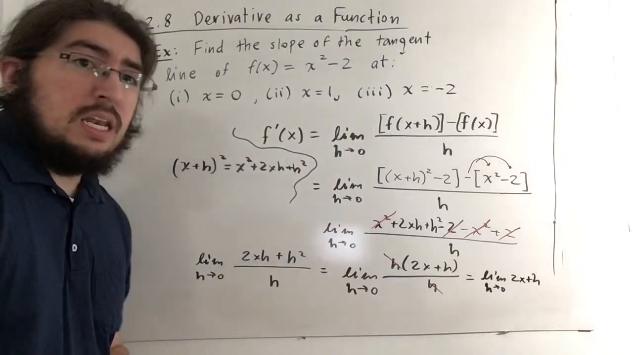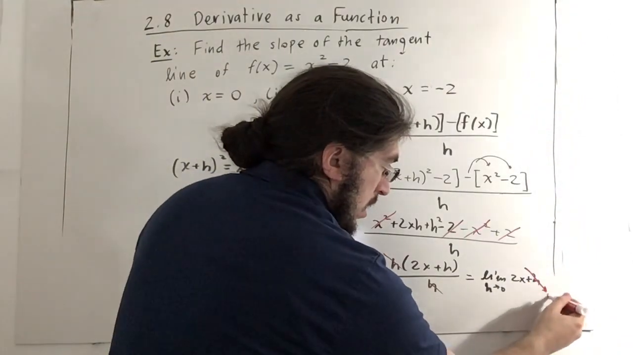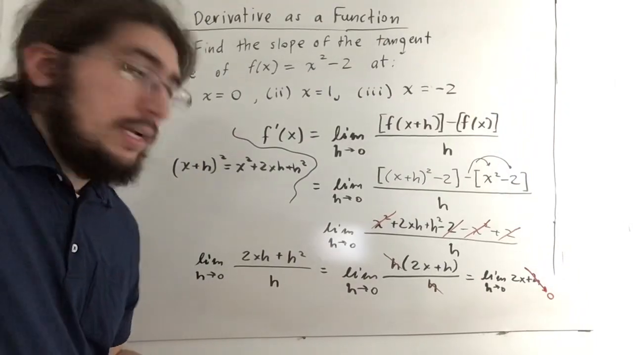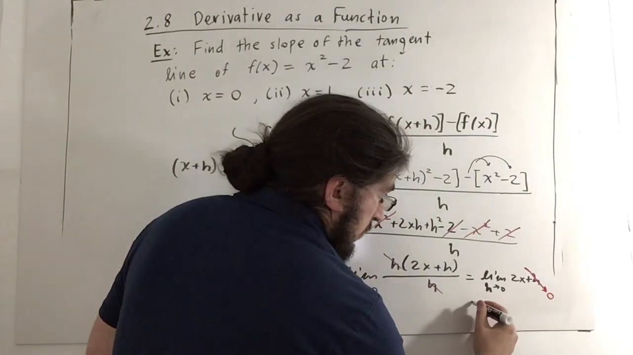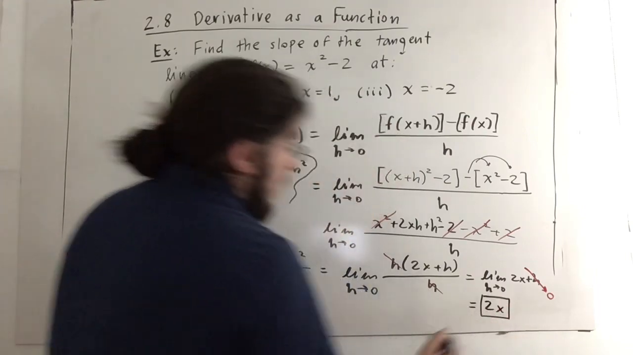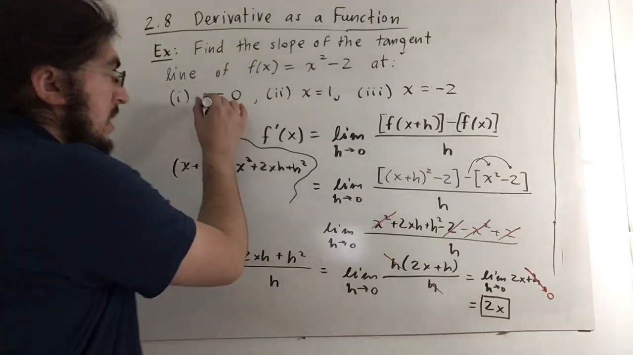And what happens in the limit, as h goes to 0, all we're left with now is just 2x. So in the limit, the answer is just 2x. Now this is not the actual answer to the question because we still need to take care of plugging in these.